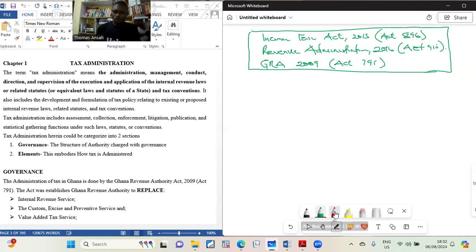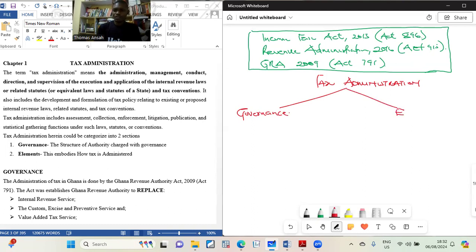Now, personally, I have grouped the tax administration into two broad categories. For me, there is the governance aspect, and there is the element: what actually makes tax administration? What do we see to know that there is a concept of tax administration happening? But the governance, we are looking at those who regulate it, the regulatory authority.